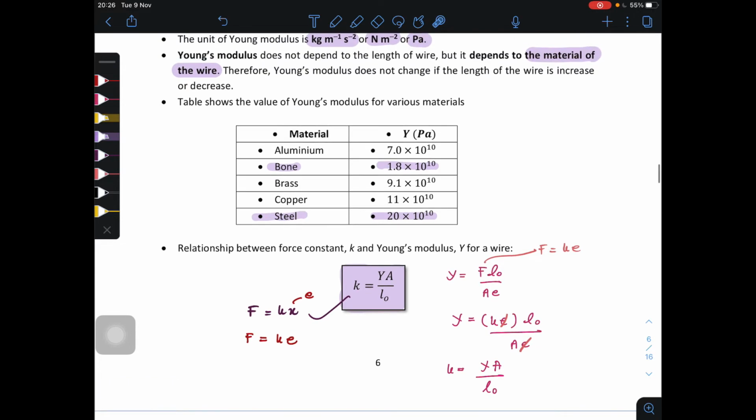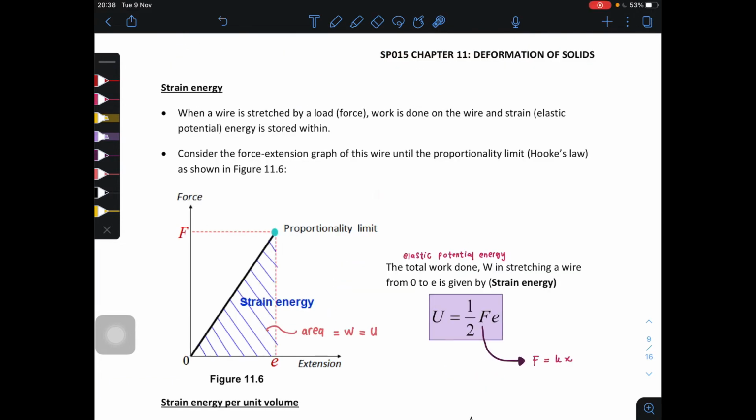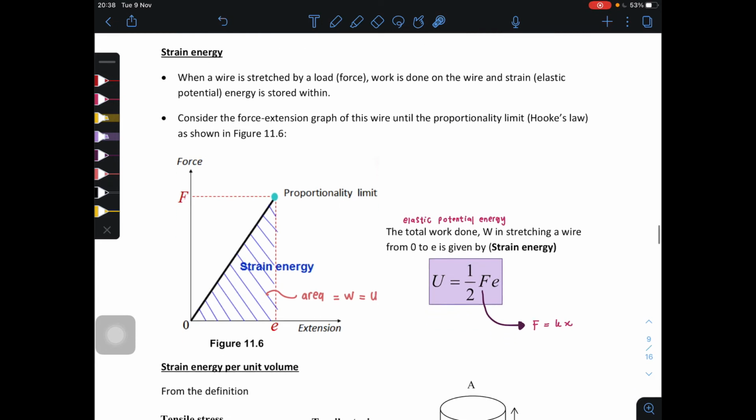That's why kita dapat this formula. Okay, next one we look at strength energy. Okay, let's consider a wire here.